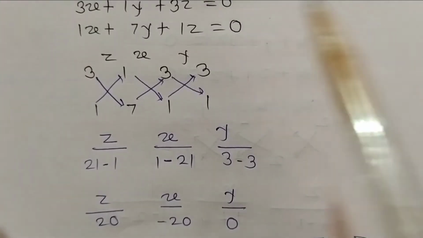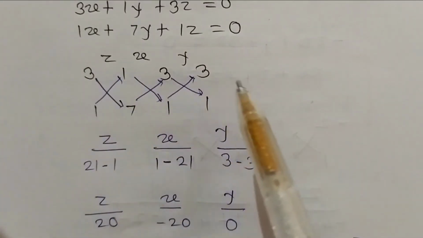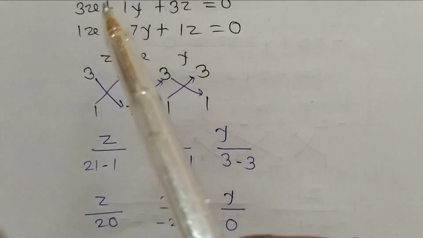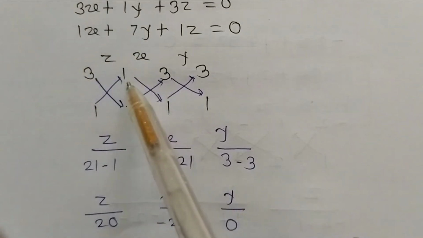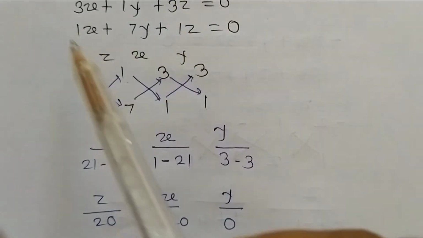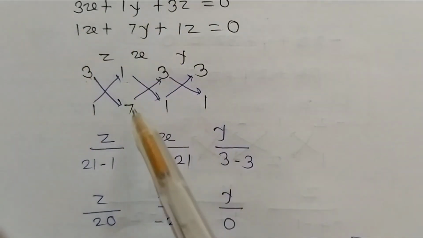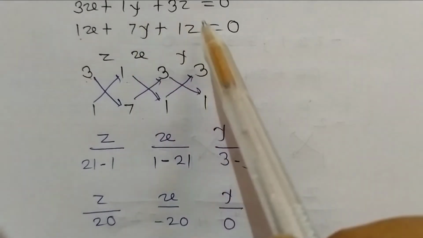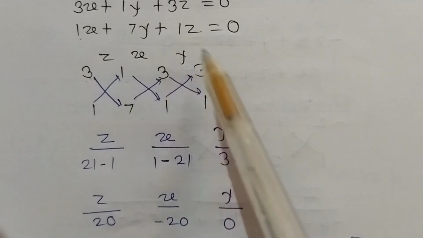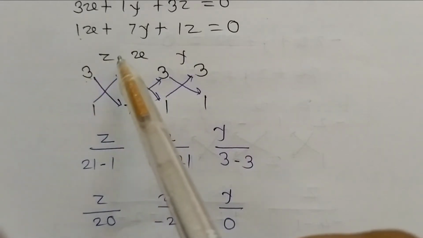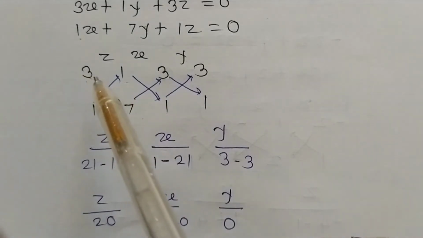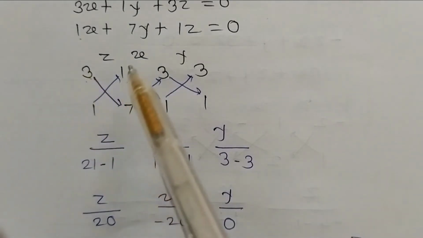So we take these numbers like this and use the zxy method. This is 3, this is 1, again we take this 3, that is 3, and this 3, then this 1, then this 7, again we take this 1, and then this 1. So this method is zxy, that is, this is the z element, this is the x element, this is the y element, and like a determinant we can solve this.